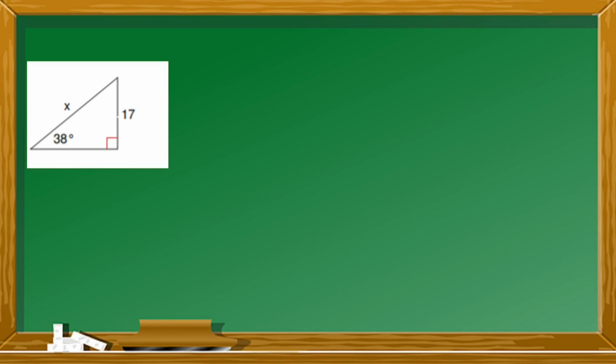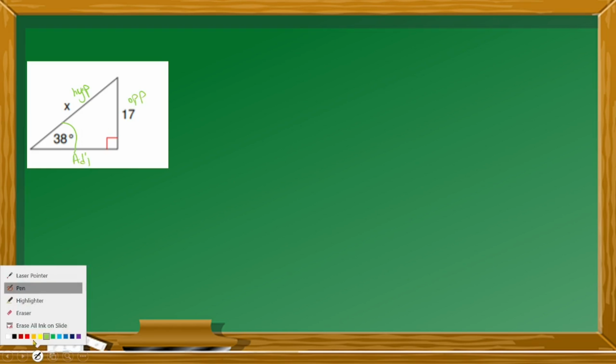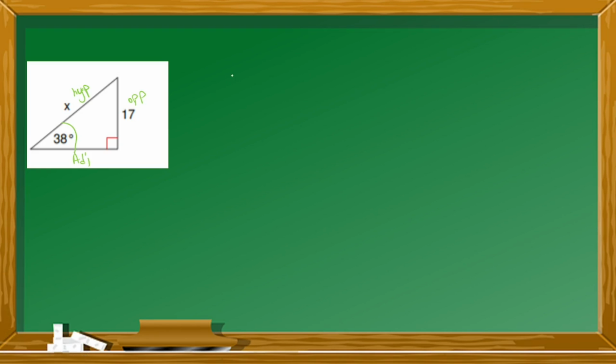So we're given a right angled triangle. We're just going to go ahead and identify the sides of this right angled triangle. So the x would be our hypotenuse. This is our given angle. Therefore, the 17 is our opposite side, and this is our adjacent side. So based on the sides that we are dealing with, that will tell us which one of the trig ratios we will need to use.